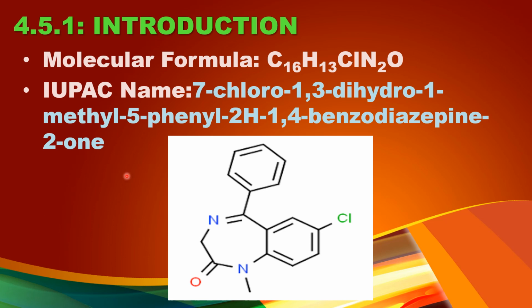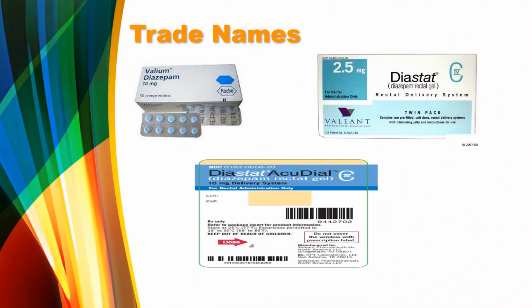Diazepam is a medicine of the benzodiazepine family which acts as an anxiolytic. The molecular formula is C16H13ClN2O. The IUPAC name of this drug is 7-chloro-1,3-dihydro-1-methyl-5-phenyl-2H-1,4-benzodiazepin-2-one. The common brand names of diazepam are Valium, Diastat, and Diastat AcuDial.